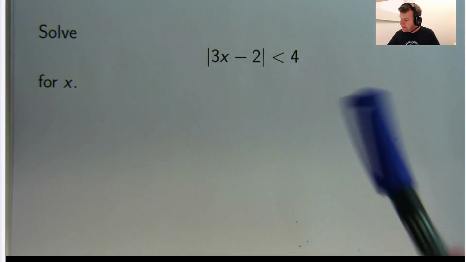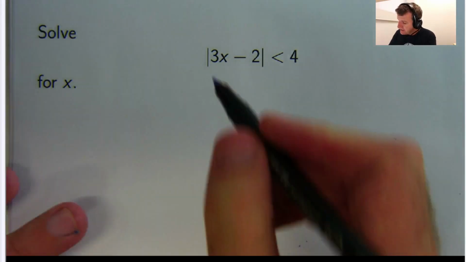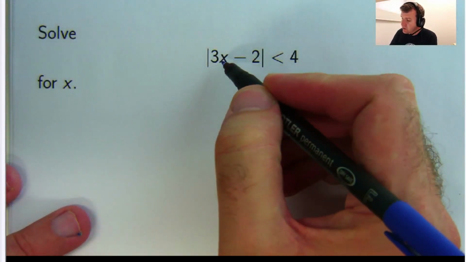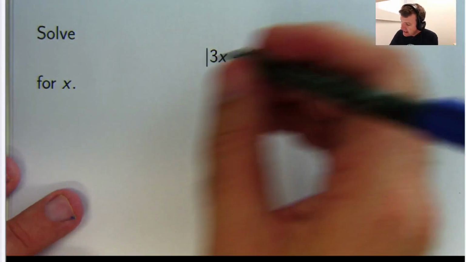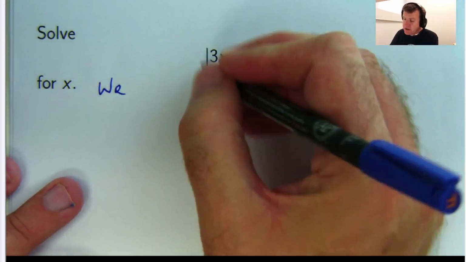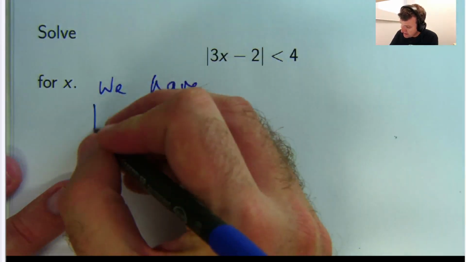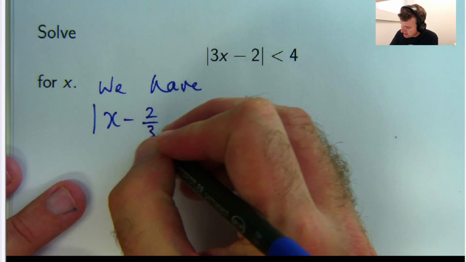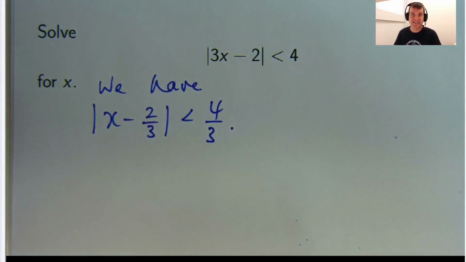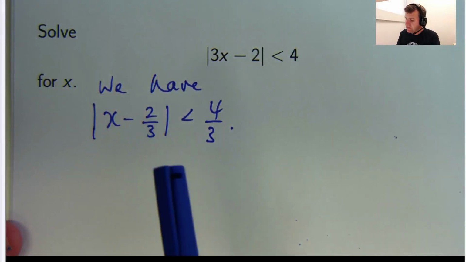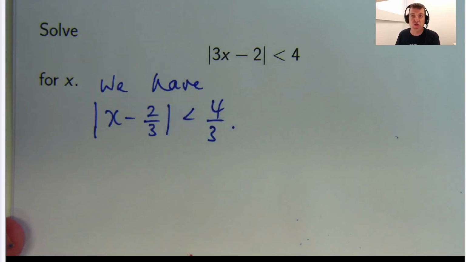Well, this is probably easier to do algebraically, but I'll do it in a geometric form as well. The difference here is that I've got a 3x here, so I want to manage the 3 away. I can do that by dividing both sides of the inequality by positive 3. So we have |x minus 2/3| is less than 4/3. I've got fractions there now, but I can at least see geometrically what's going on here. We want all those x points that are less than 4/3 of a unit away from the number 2/3.